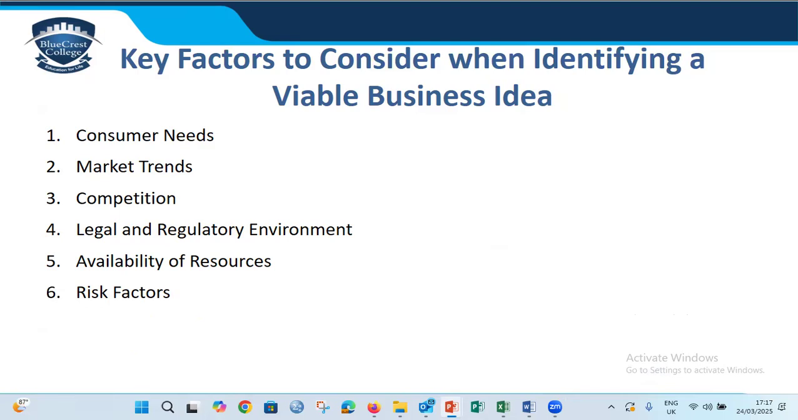Then you should also know what the competition is doing. You may want to find out who else is involved in the industry you want to get into, what they are doing, and how they are going about their businesses. You also have to look at the legal and regulatory environment. If you want to start a business in that area, what is required of you? What are the legal requirements? What are the regulatory requirements for that industry? You would want to know all of that. Then you would also want to find out if the resources you need are available.